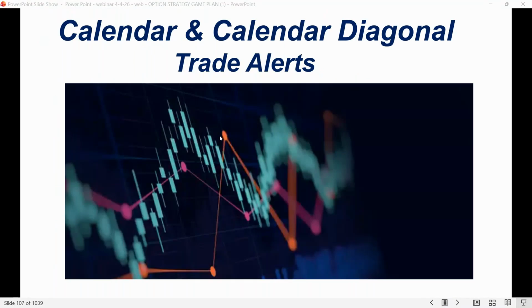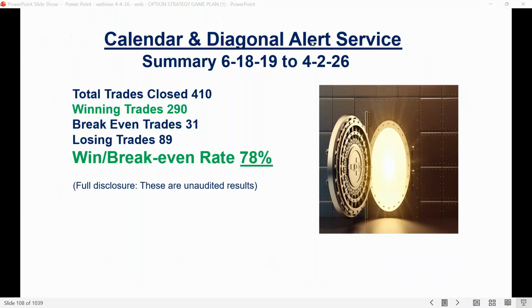So here's just a brief overview of the calendar and diagonal part of the alert service. This is one where we do a lot of these. I started this part of the service back in June of 2019, and through Friday, we're running a 78% win break-even rate. We've had 410 trades closed out, 290 winners, 31 break-even, 89 losers.